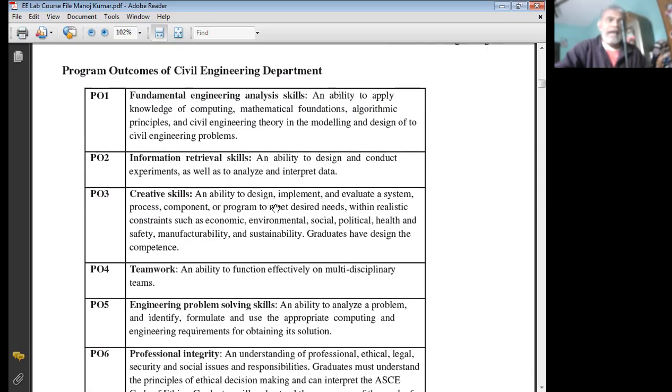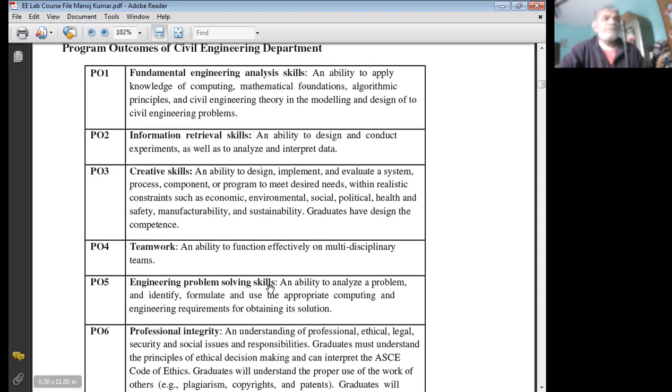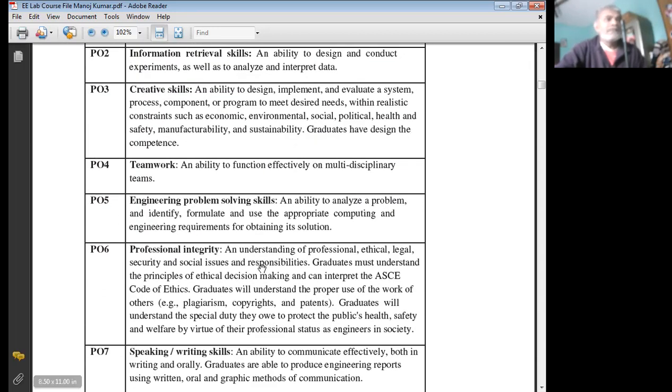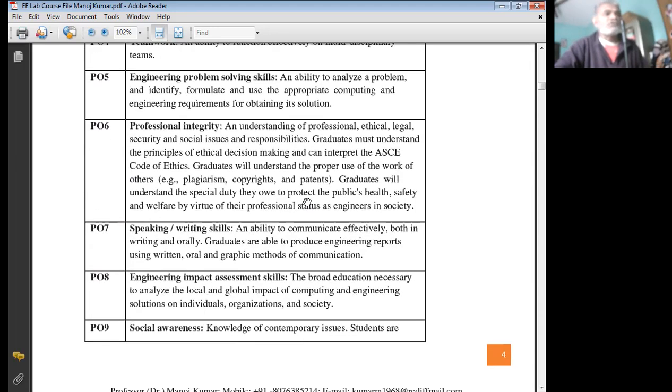PO3, creative skills and ability to design, implement and evaluate a system, process, component or program to meet desired needs within the realistic constraints such as economic, environmental, social, political, health and safety, manufacturability and sustainability. Graduates have design competence. PO4, an ability to function effectively on multidisciplinary teams. PO5, engineering problem solving skills and ability to analyze a problem and identify, formulate and use appropriate computing and engineering requirements for obtaining its solution.